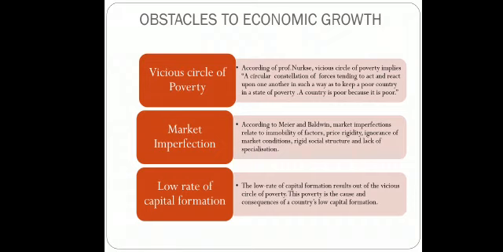According to Professor Knox, the vicious circle of poverty implies a circular constellation of forces tending to act and react upon one another in such a way as to keep a poor country in a state of poverty. A country is poor because it is poor. Now, this can be explained in the following manner.